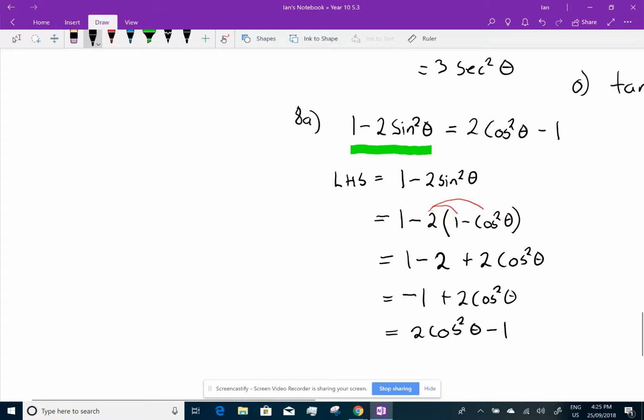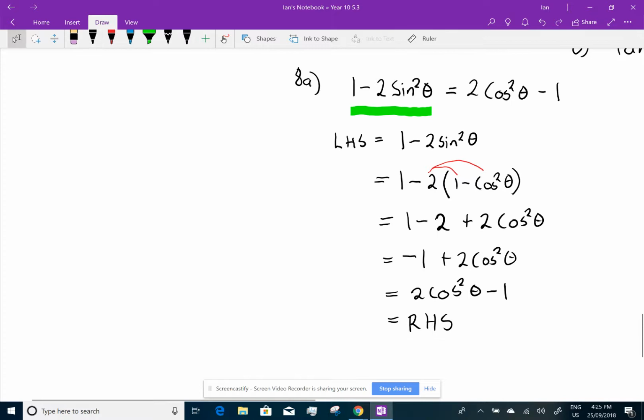equals 2 cos squared theta minus 1, because it doesn't matter which way I add them. And that equals the right-hand side, because look, they're exactly the same. And then I write this quod est demonstratum, as I've shown. And there you go. Now, I could have taken the right-hand side and made it look like the left-hand side, but I just grabbed the left-hand side. Possibly would have been easier to grab the right-hand side and work it down.